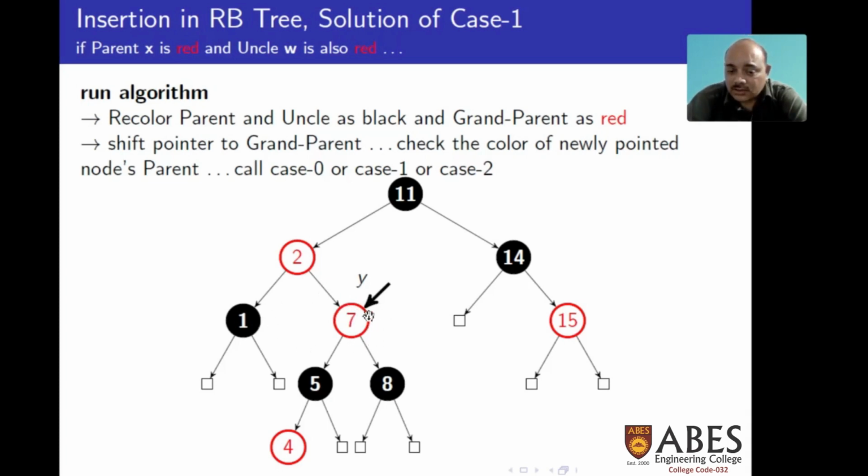We will ask for this 7, its color is red. Whether the parent exists? Yes, definitely the parent exists. It is on the left hand side and the value is 2. Second question, what is the color of the parent? The color of the parent is red. That means there is a red anomaly. Now we depend upon the color of the uncle. What is the color of the uncle? The color of the uncle is black. That means we are not moving into case 1, because case 1 is only called when the color of the uncle is also red. Here the color of the uncle is black, that's why case 1 is not called. We will call case 2 or 3.